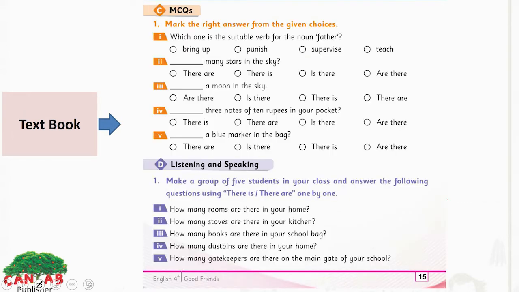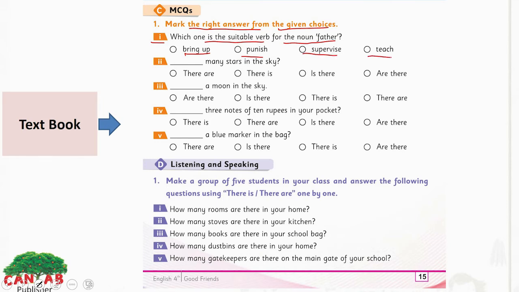Page number 15 of your textbook. Mark the right answer from the given choices. You have to choose the right option for each question here. The number 1 here, which one is the suitable verb for the noun father? Yes, we have discussed it. So, here we have option of bring up, punish, supervise or teach.